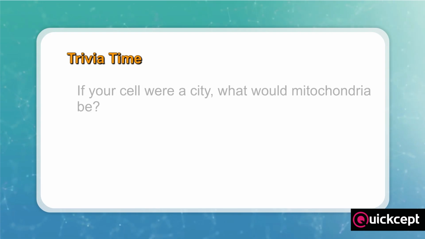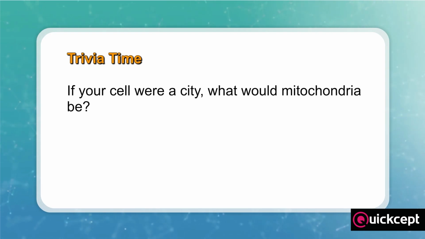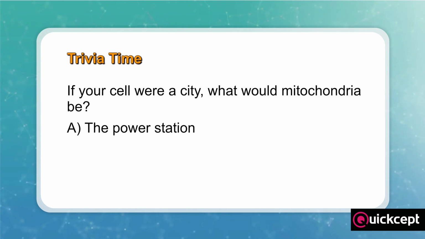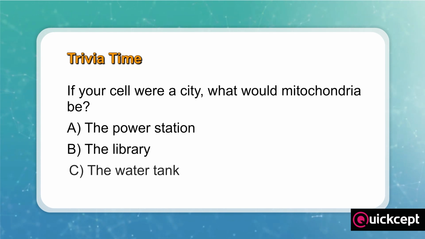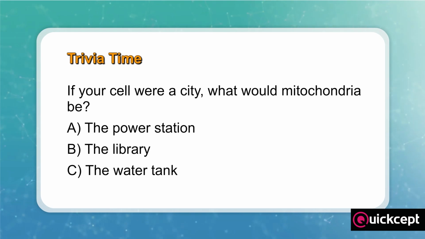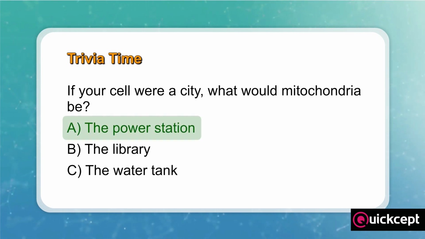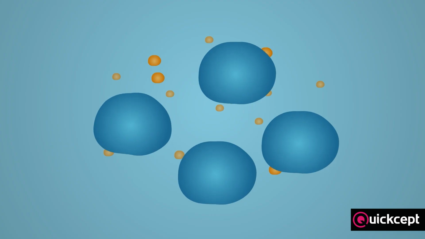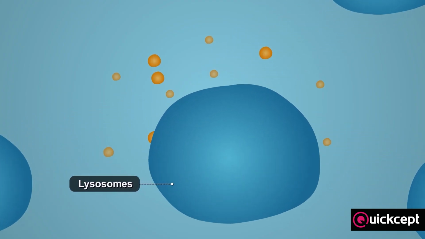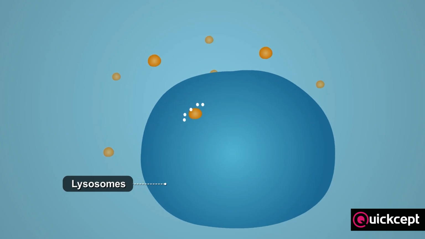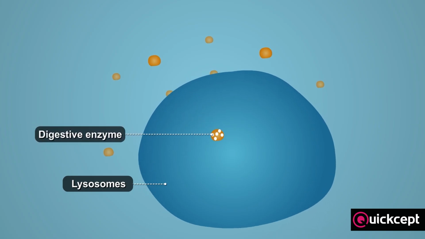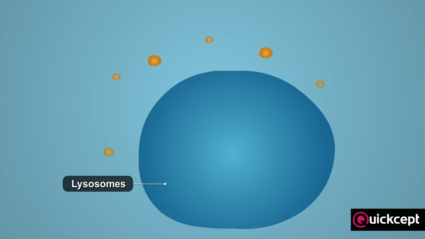Trivia time. If your cell were a city, what would mitochondria be? A. The power station. B. The library. C. The water tank. Yes, the power station. The lysosomes, often called the garbage collectors, digest waste materials with the help of digestive enzymes.